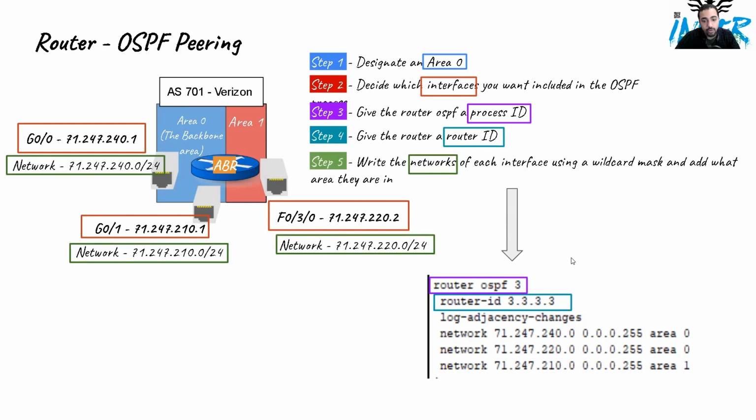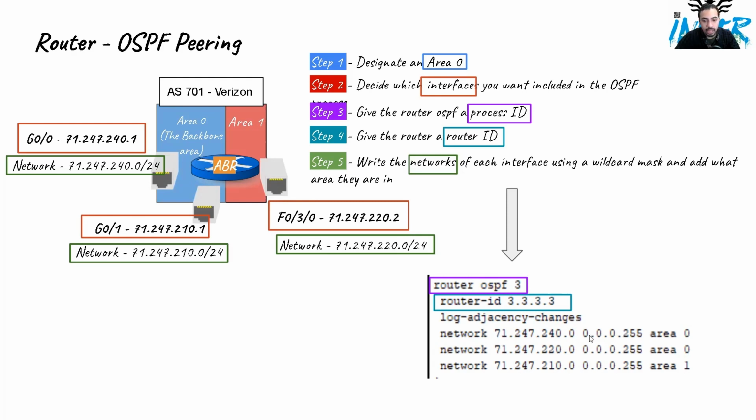Finally, step 5, we're going to write the networks of each interface we want to advertise. So we're adding the networks using wildcard masks. Notice that this isn't 255.255.255.0. A wildcard mask is basically the reverse of a subnet mask. So if you were to take a subnet mask, in this case 255.255.255.0, and you subtract it from 255.255.255.255, so like everything being on, you get what's left. And what's left is the wildcard mask. So it's the reverse of a subnet mask.